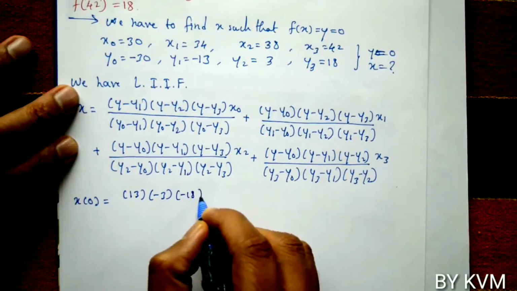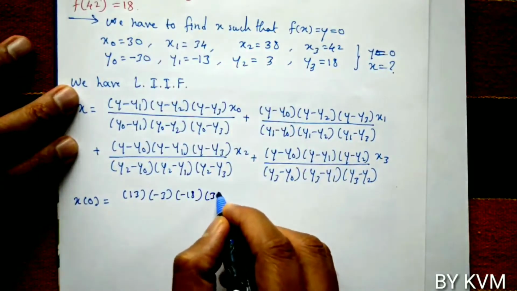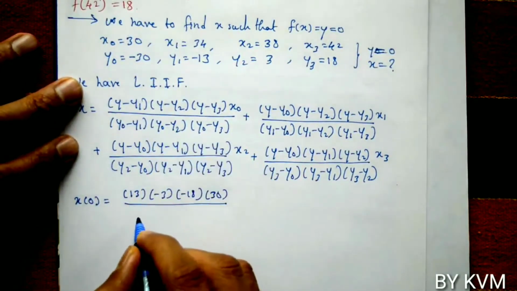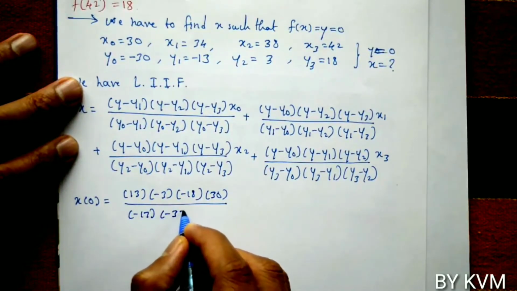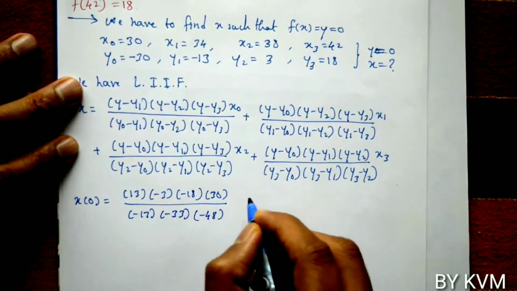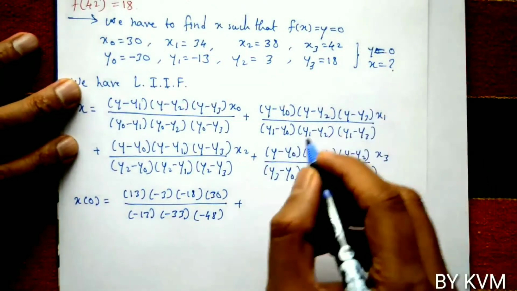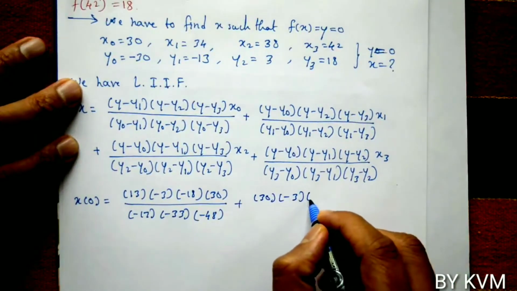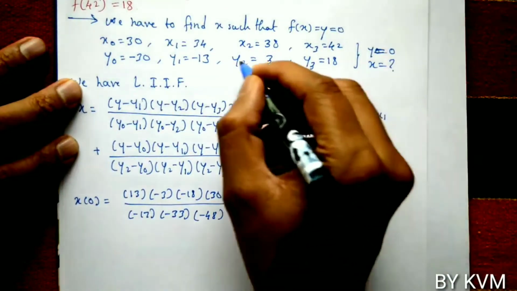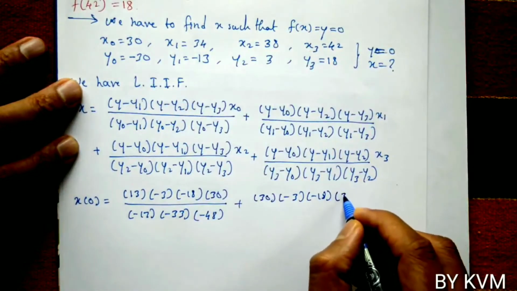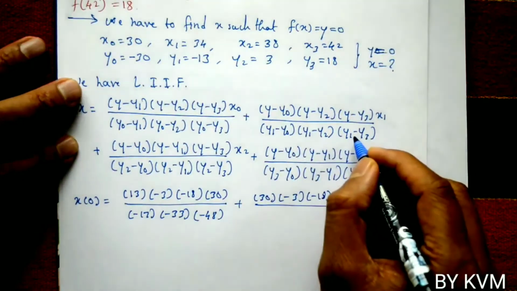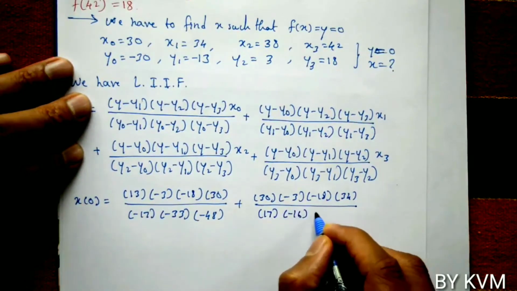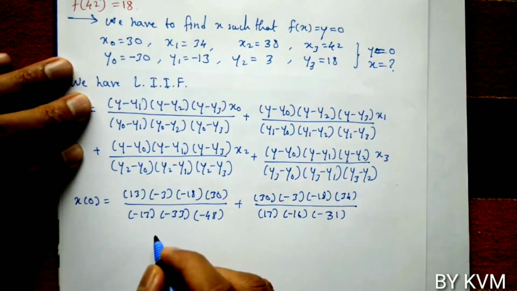So first term: (-13)(-3)(-18) into 30 in the numerator, divided by (-17)(-33)(-48), plus the second term. Since y is 0, we get 30 into (-3) into (-18) into x1, x1 is 34, divided by 17 into (-16) into (-31).